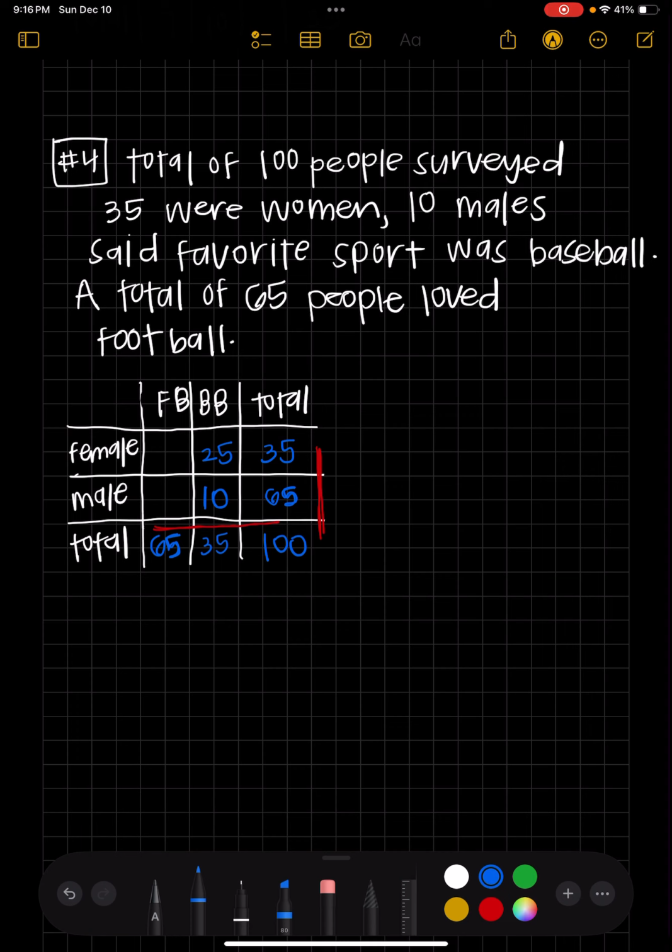And now we can do the columns to find out how many females and how many males liked football. I'm going to start with the female column. So I know there were a total of 35 females. 25 of them like baseball. To find the football, I'm going to do 35 minus 25, which gives me 10. And then to do the males, I'm going to do 65 minus 10 because there was a total of 65 males and 10 of them liked baseball. So I do 65 minus 10 and I get 55 to find that there were 55 males that liked football. And there we have it. This is how we fill out two-way frequency tables.